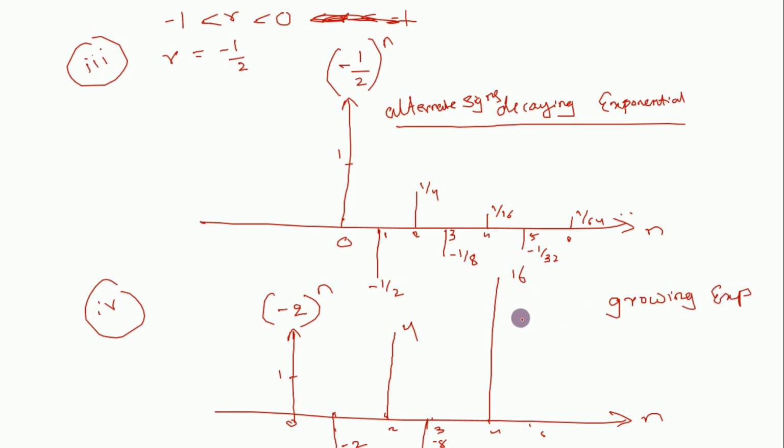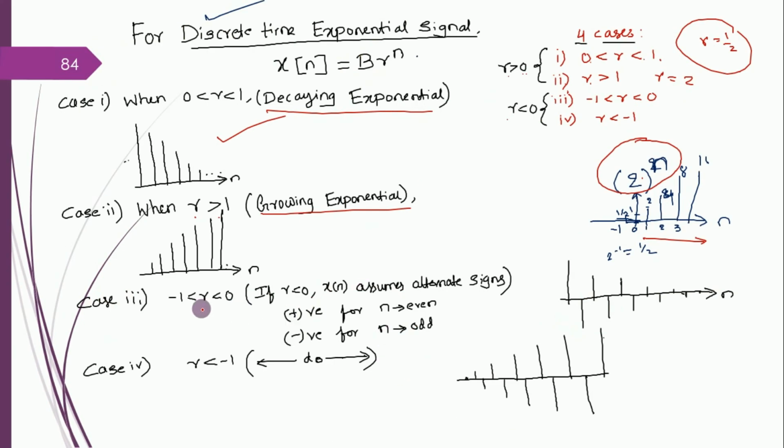So what is this? It is growing exponential with alternate signs. I hope it is clear. Now we'll quickly glance here. Minus 1 to 0, the range. I have considered the example of minus 1 by 2. In that case, we could observe that it looks in this fashion. We call it an alternate signs decaying exponential.